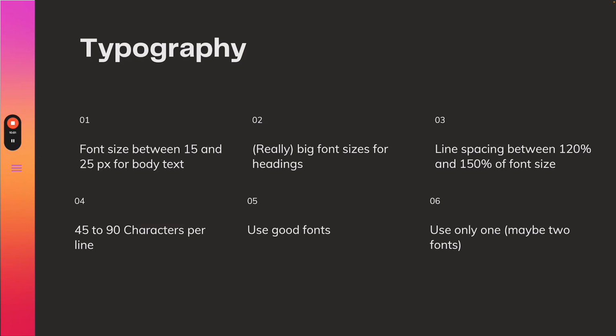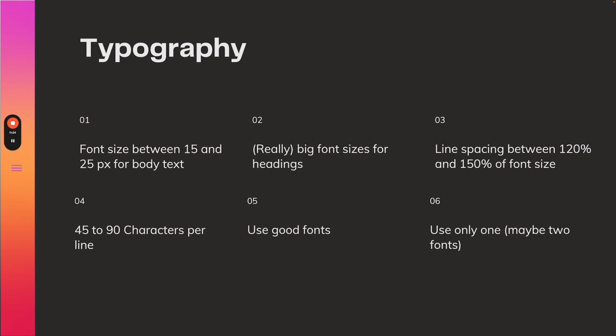Next, you want to be thinking about your typography, or the sort of fonts you're using. So the key things to consider are using a font size between 15 and 25 pixels for body text. Use really big font sizes for headlines. Use line spacing of between 120 and 150% of the font size. It becomes really difficult when you have a lot of text to read and the lines are close to each other. Think about doing not more than 45 to 90 characters per line.